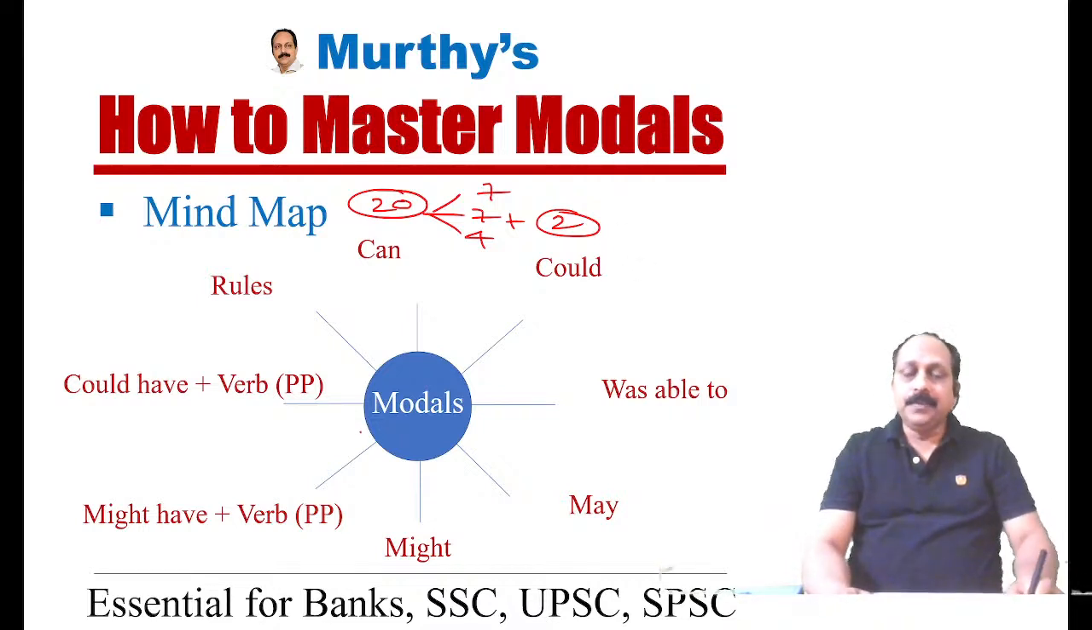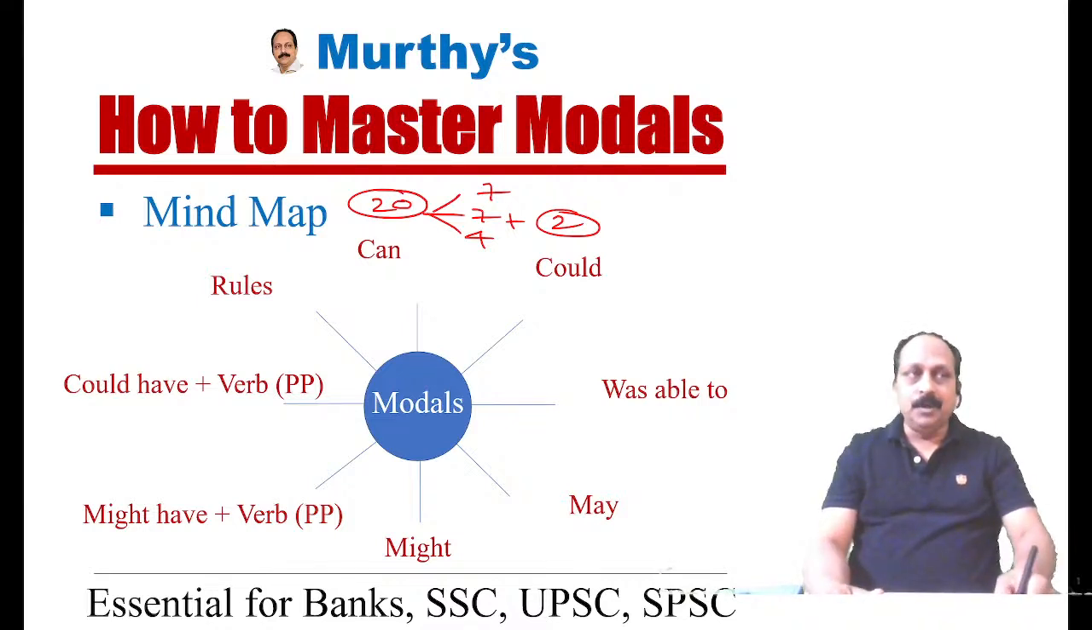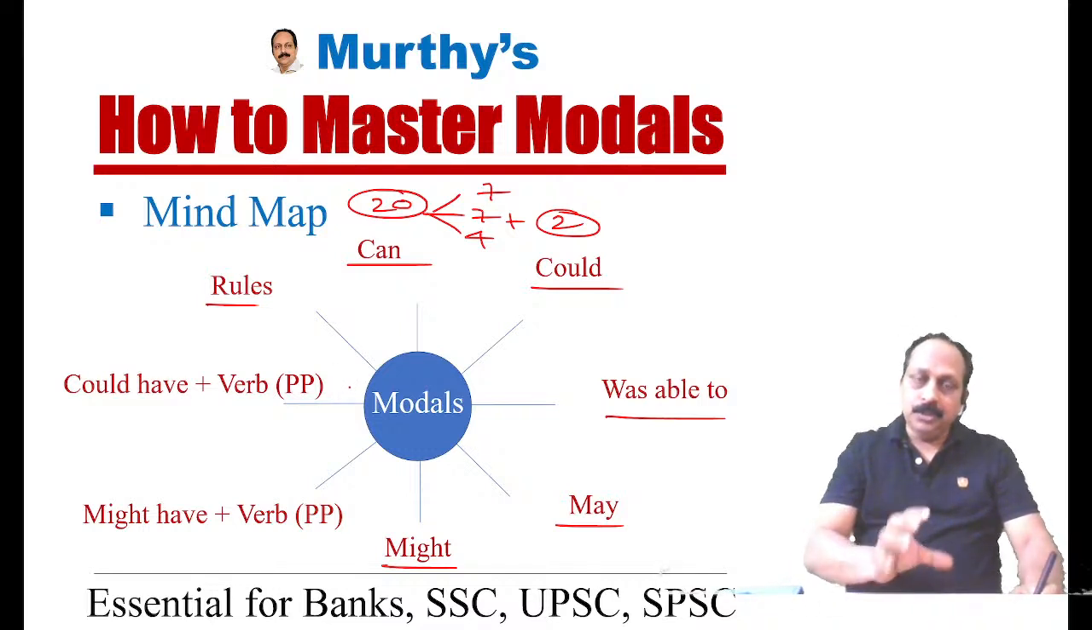Now, coming to Unit 1, what is the mind map that goes with Unit 1 helping verbs? Can, could, was able to singular, were able to plural, may, might have plus verb past participle form, could have plus verb past participle form, and some rules. This is the mind map that goes with Unit 1. Unit 2, you should have a similar mind map, and Unit 3 also a similar mind map.